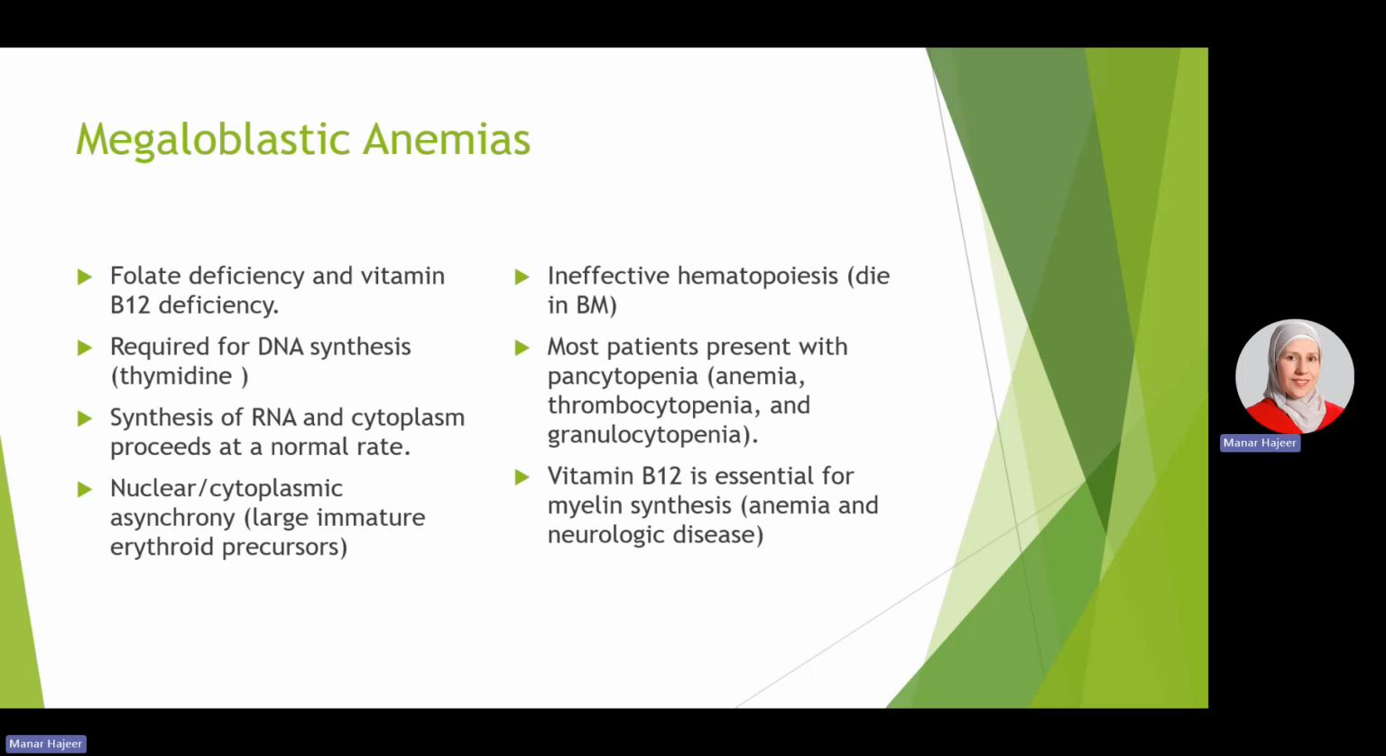Therefore, the synthesis of the RNA and the cytoplasm proceed at a normal rate, so the amount of cytoplasm will be increased. So the red blood cells in a patient with megaloblastic anemia will have nuclear cytoplasmic asynchrony, meaning the cells are large with abundant cytoplasm, but they are immature, whether the erythroid precursors in the bone marrow or even the red blood cells in the peripheral blood.